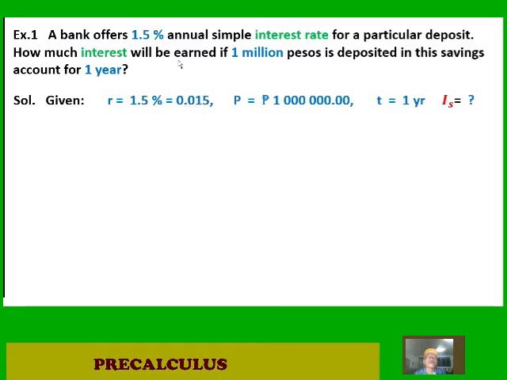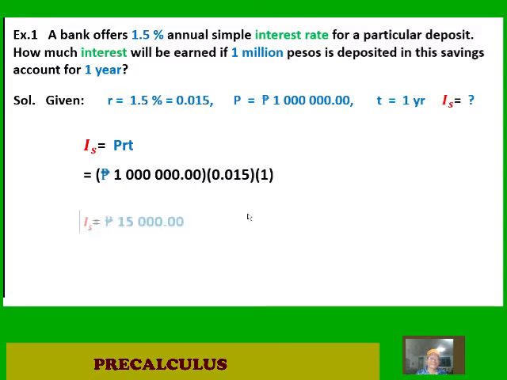Okay, next, 1 million pesos is the principal. 1 year is the time. It is asking for simple interest. So from the formula, simple interest is equal to P, principal times rate times time. Principal is 1 million times rate is 0.015, time is 1 year. So multiplying, that is 15,000 pesos.